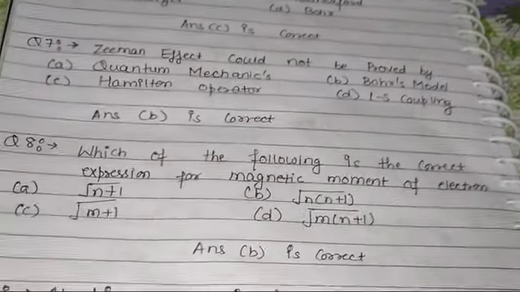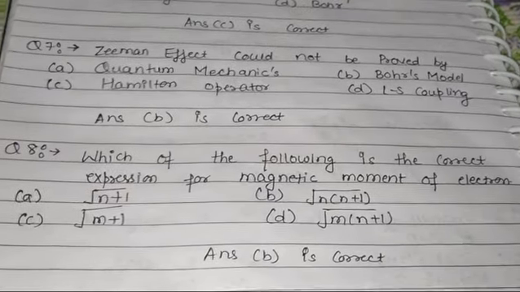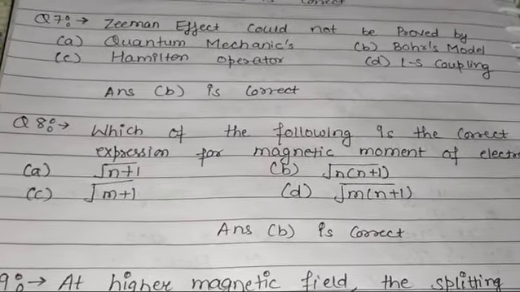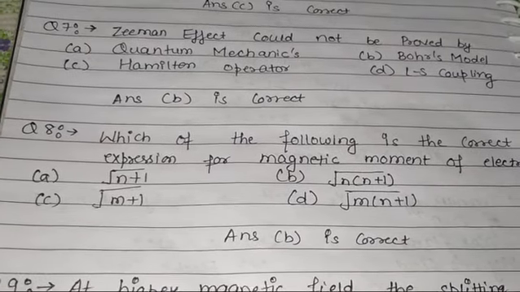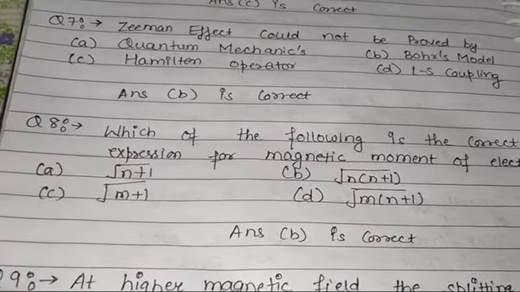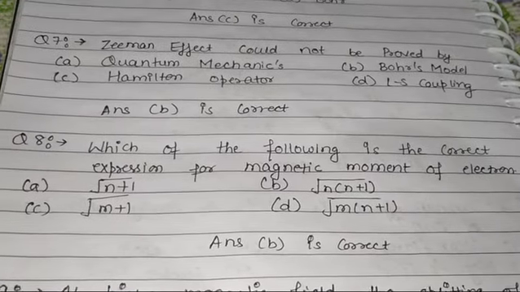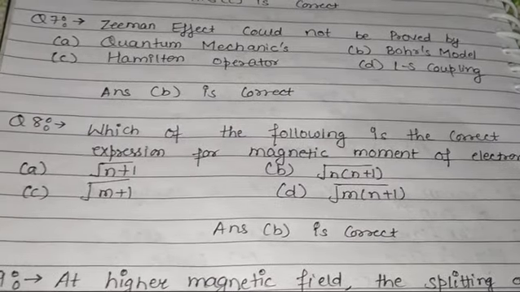Now question 8: which of the following is the correct expression for the magnetic moment of electron? A. Root n plus 1, B. Root n into n plus 1, C. Root m plus 1, D. Root m into n plus 1. So here answer B is the correct answer, root of n into n plus 1, that is, square root of n into n plus 1.